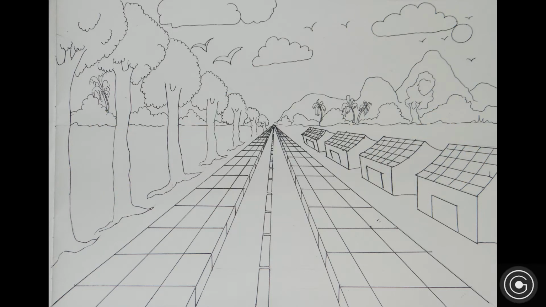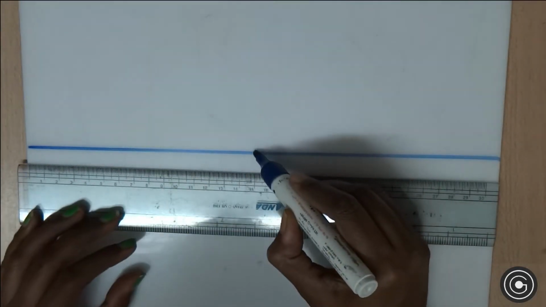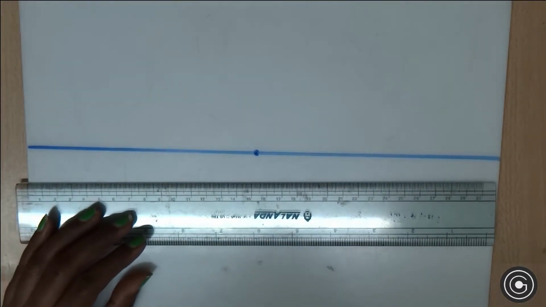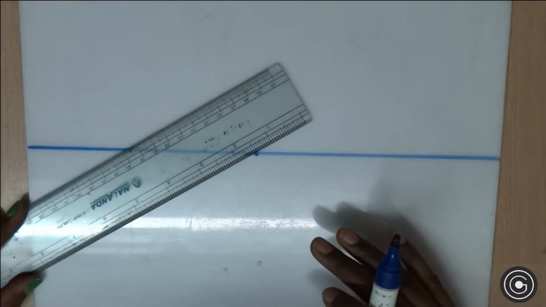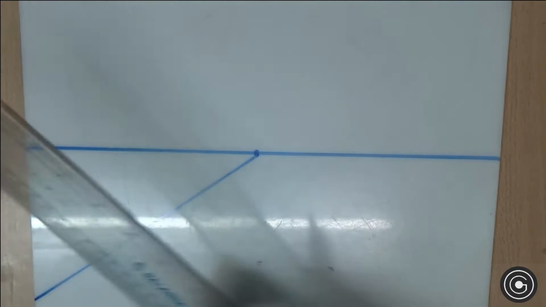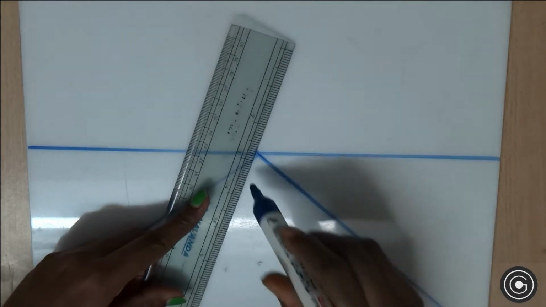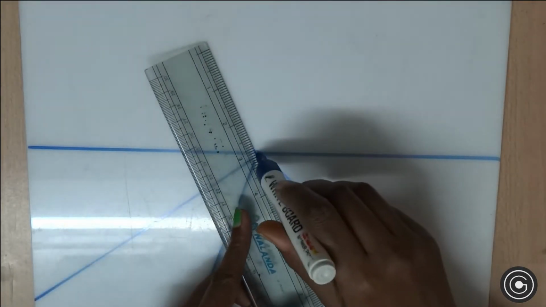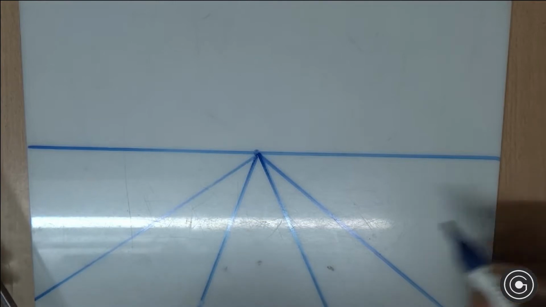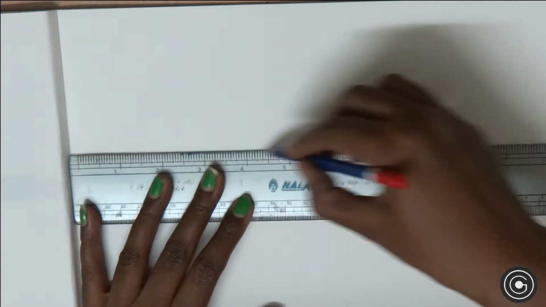In this video, we are going to learn about 1-point perspective, 2-point perspective and 3-point perspective. The line that I drew is called the horizon and the dot I have put is called the vanishing point. So first we are going to learn 1-point perspective. I have taken a simple example here. These lines are helping lines to draw the pavement, the trees and the huts. So let's move on to the picture.